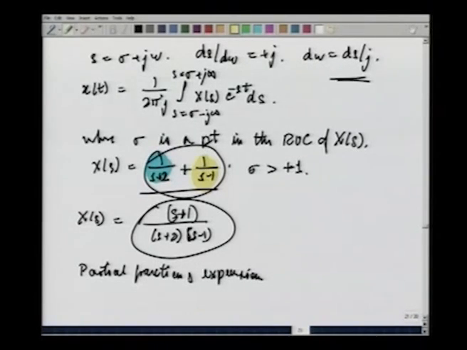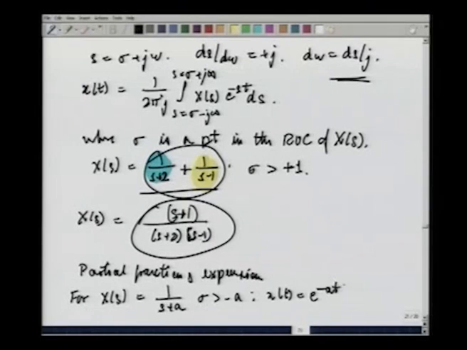If this problem is not clear, recall that for X(s) equal to 1 by s plus a, which is an elementary expression, we do not know what is the inverse transform of this. If we are told that sigma is greater than minus a, then we will write x(t) equals e to the minus at u(t). If we are told sigma is less than minus a, then we will have to write x(t) equals minus e to the minus at u(t).